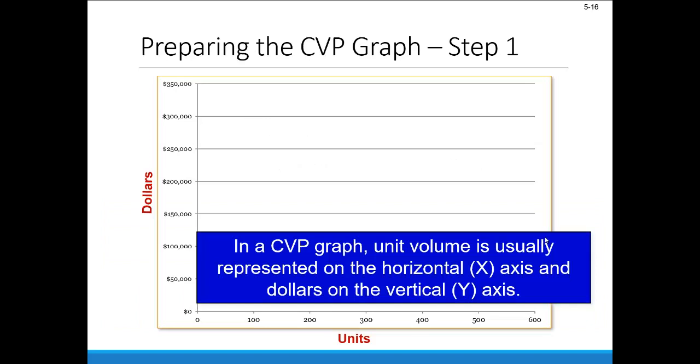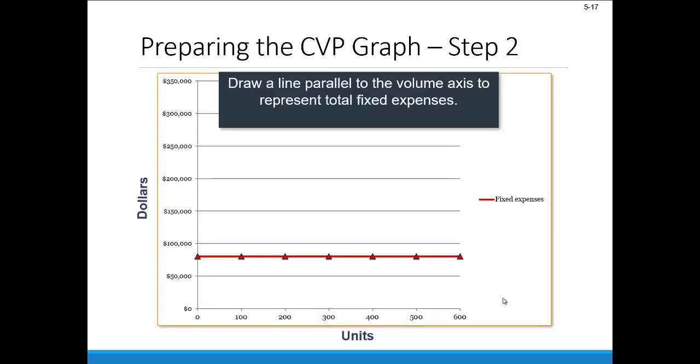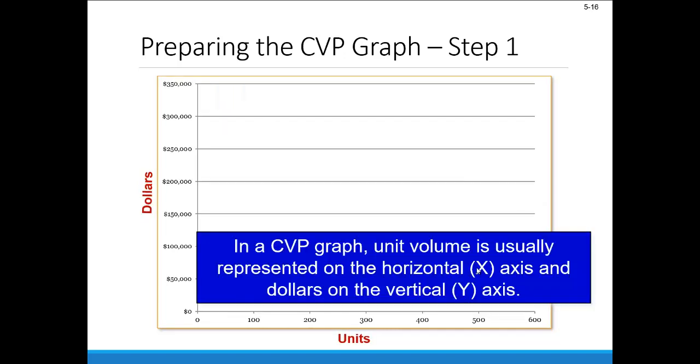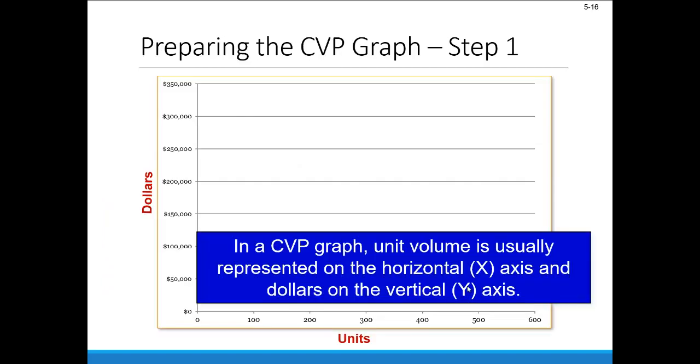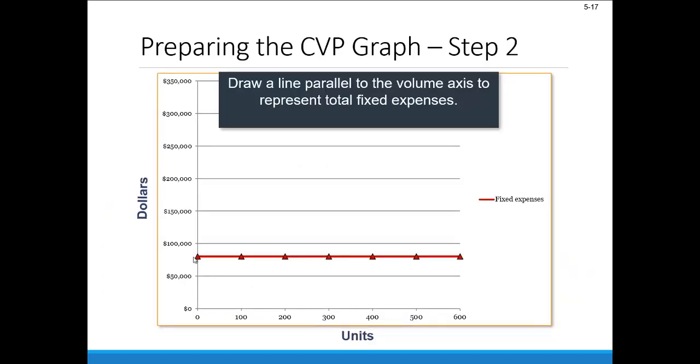Our CVP graph is going to start by constructing the X and Y axes. Dollars would be on the Y axis, units, activity, volume, however you want to think of that, on the X axis. First, we're going to draw a horizontal line to represent total fixed expenses. In the case of RBC, they had fixed expenses of $80,000. We're assuming that's not changing regardless of volume. That's what a fixed expense implies. So we're drawing that right across at $80,000.